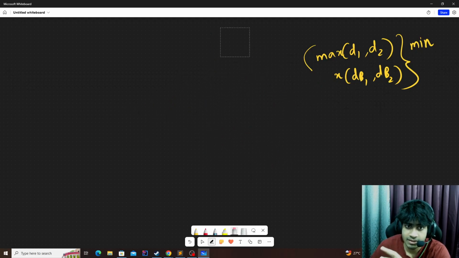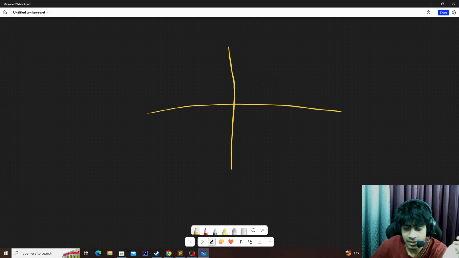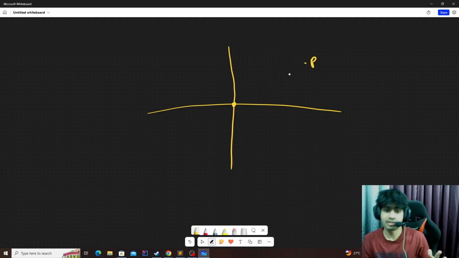Let's move to the second scenario, which I thought was the most optimal thing. So this is your radius. Suppose again you are over here, your P is somewhere over here, something like that.